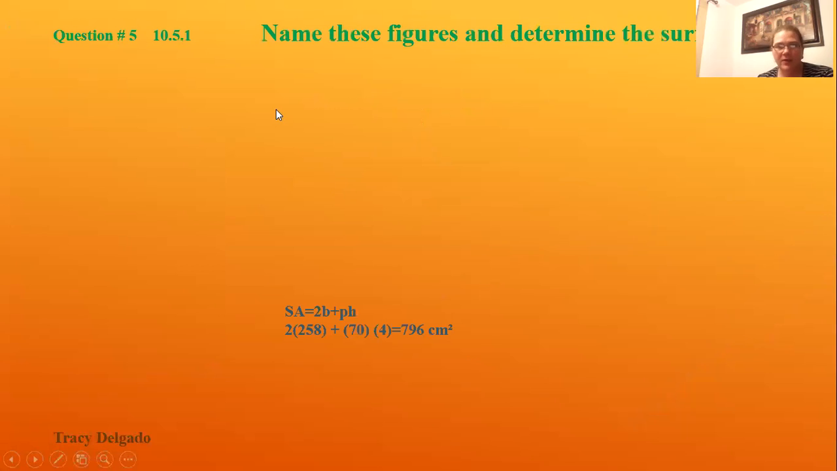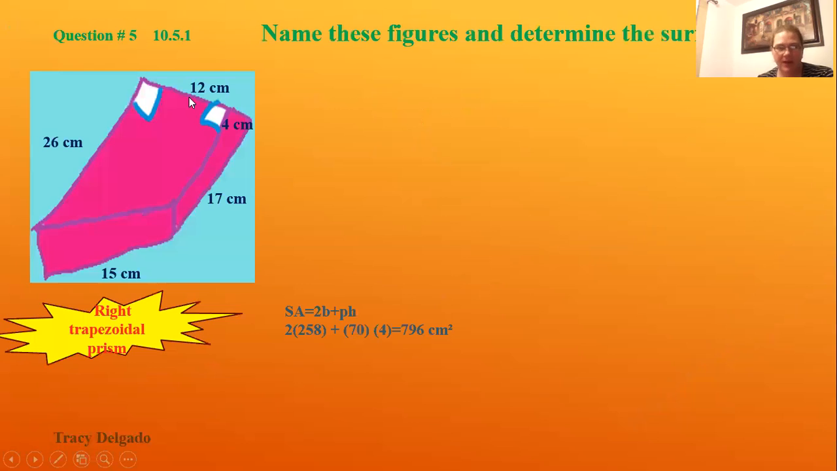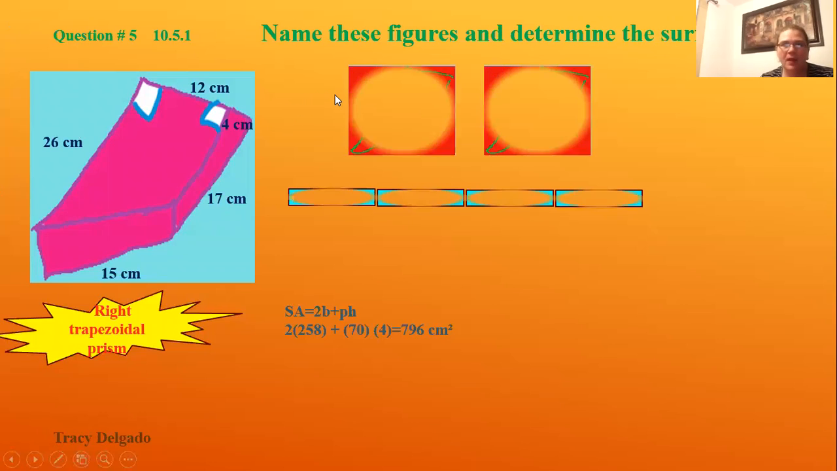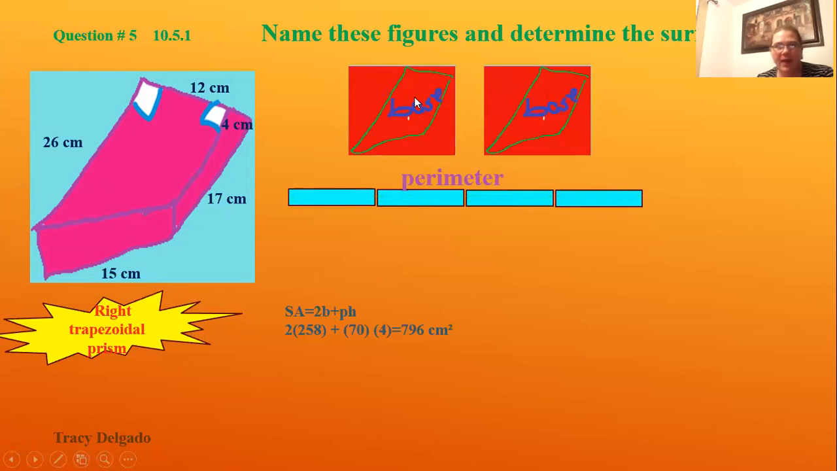And our next question, and I see I've messed up here, name these figures and determine the surface areas. So our little drawing here is going to be a right trapezoidal prism, as you can see. We have 26 here, 15, 17, 4, and 12. Those were the numbers we were given for this, and they're in centimeters. And when we break it down, here are our bases, and this is our perimeter.